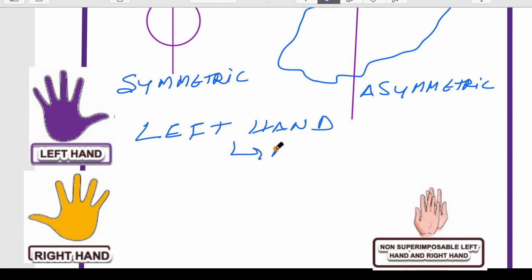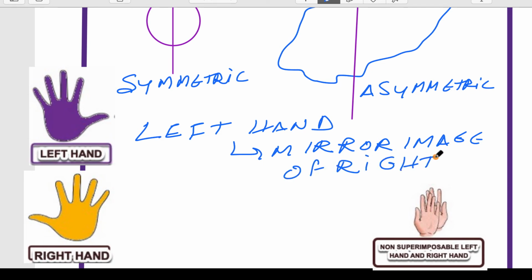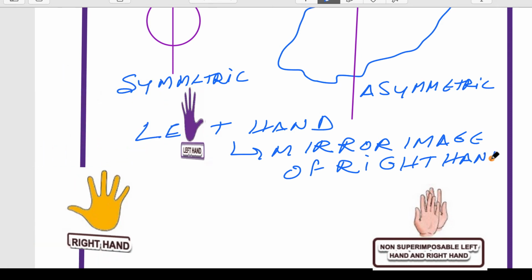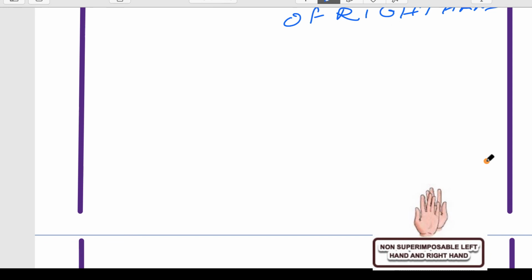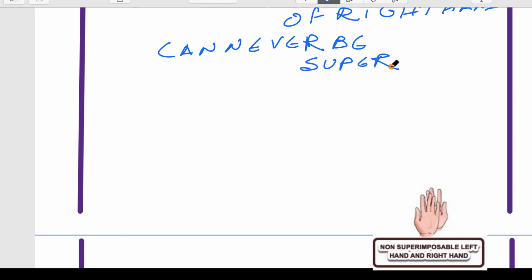Our left hand is a mirror image of the right hand. Left hand is the mirror image of right hand. So they are not superimposable. They can never be superimposable. You can try also here. Put a right hand on our left hand. They can never be superimposed.